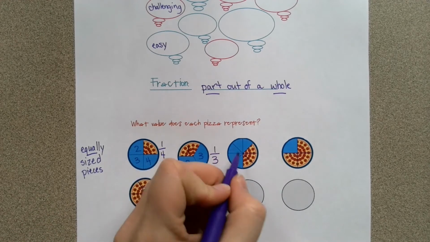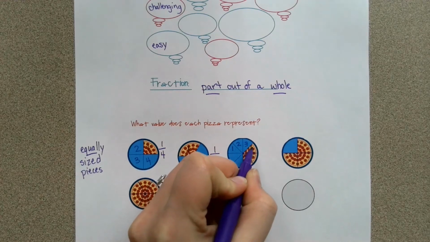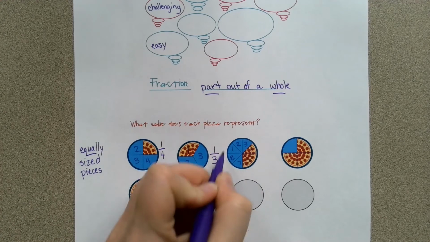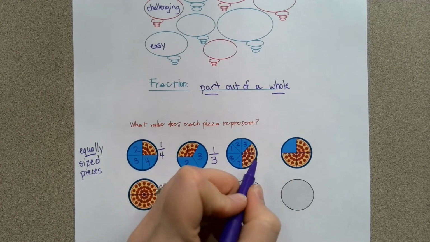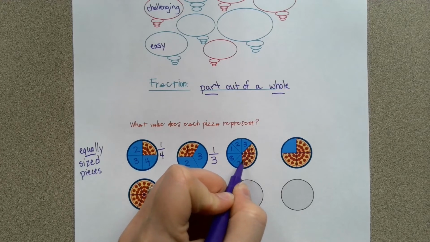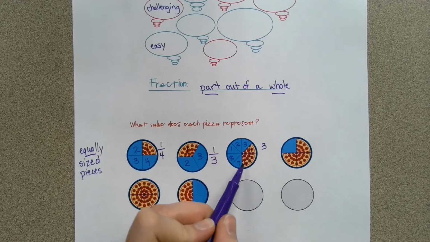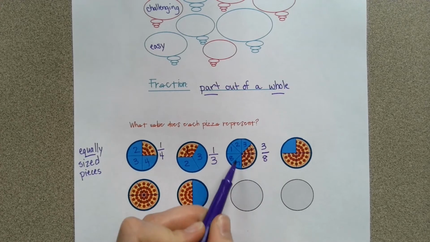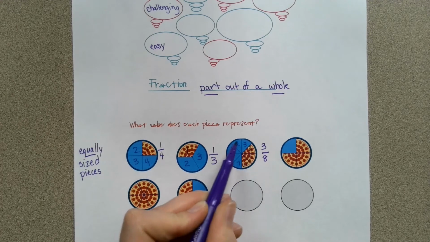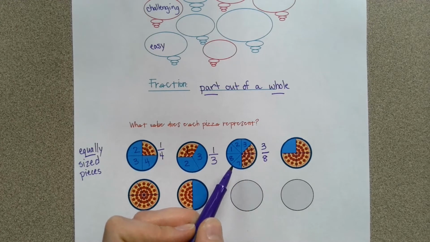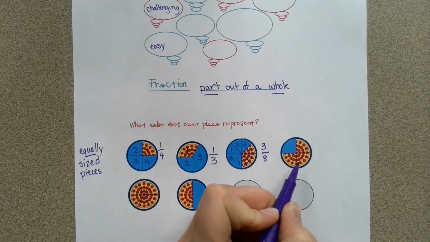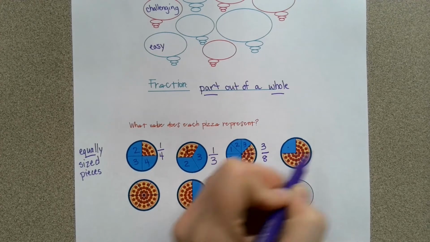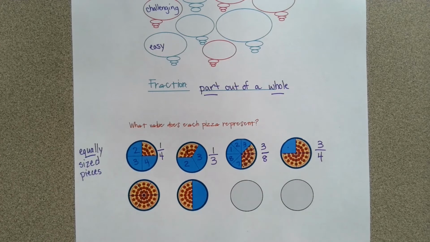For this next one, we have 1, 2, 3, 4, 5, 6, 7, 8 total pieces to fill up the whole thing. And of that, we have 1, 2, 3 pieces out of the 8 total. So the fraction representing this pizza is 3/8. This last one, we have 1, 2, 3, 4 total, and we have 1, 2, 3 out of those 4. So we would say that it's 3/4.